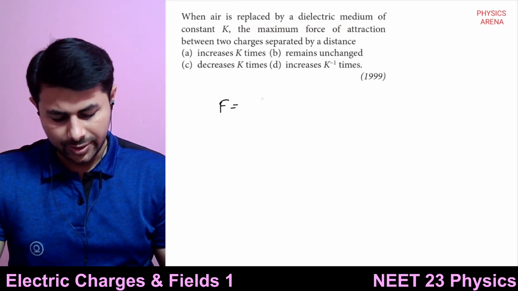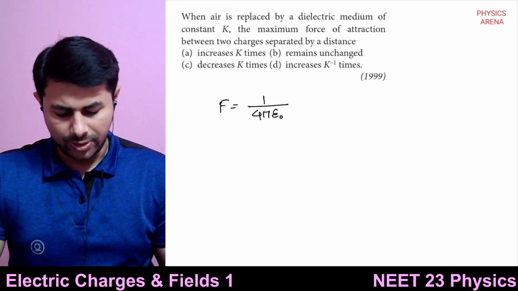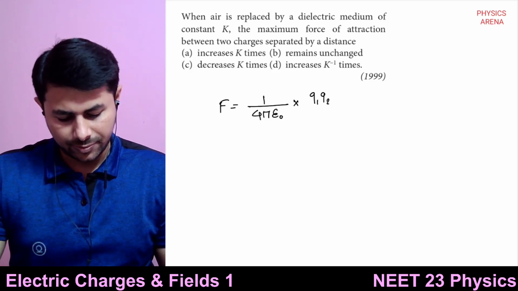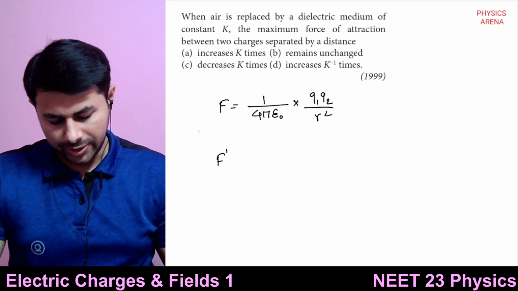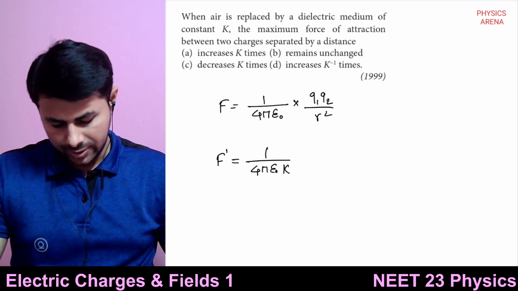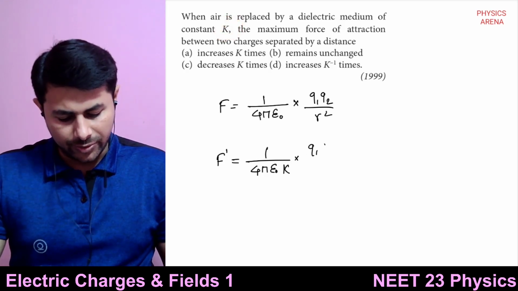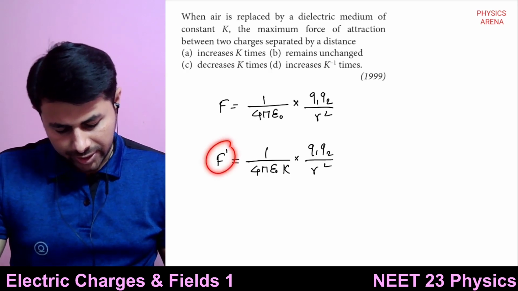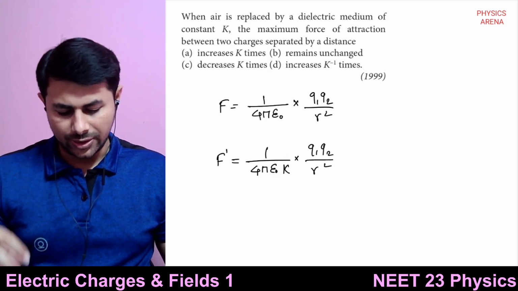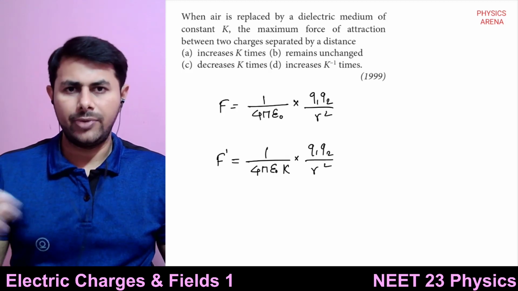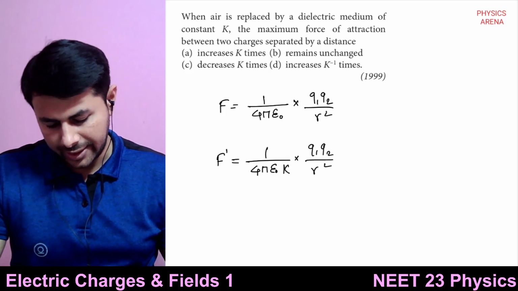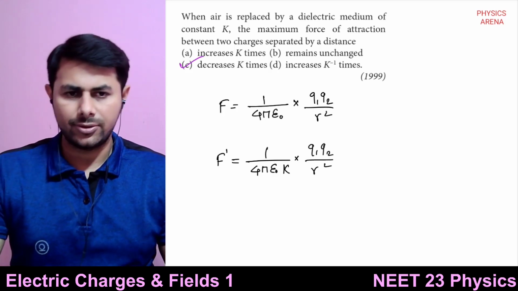So we have force in air as 1 upon 4 pi epsilon naught, air is almost same as vacuum, multiplied by Q1 Q2 upon R square. And for some other medium, it will be 1 upon 4 pi epsilon naught K, they have written it capital K, multiplied by Q1 Q2 divided by R square. So it is inversely proportional to the dielectric constant, right? So if the dielectric constant K is more, the force will decrease K times. So the answer is it decreases K times. It's inversely proportional, so it is option C.